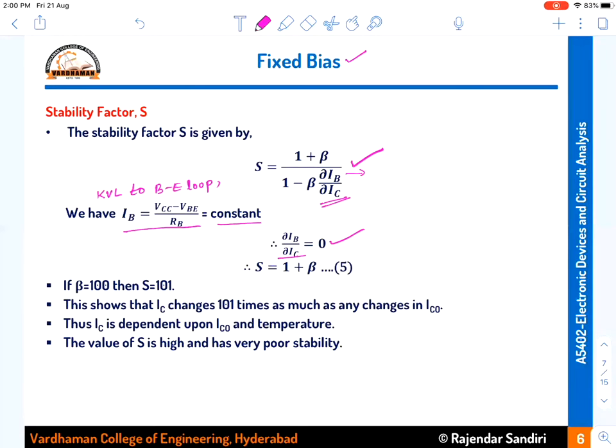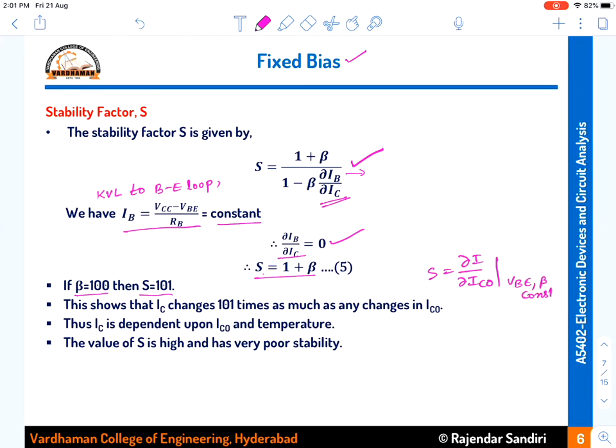If you substitute this value of dou IB by dou IC equal to 0 in the formula, then you will get simply S is equal to 1 plus beta. S is equal to 1 plus beta is the answer for the stability factor of the fixed bias, which is given by equation number 5. Now, if for a given transistor the beta value is 100, then what is the stability factor? 101. S is equal to 1 plus beta, so S is equal to 101. That means this S definition is what? Actually, S definition is dou IC by dou IC naught, taking VBE and beta constant.